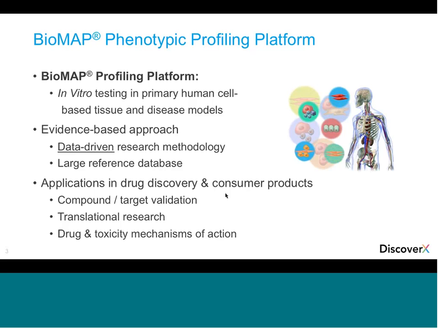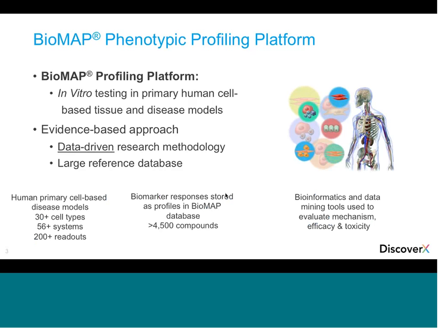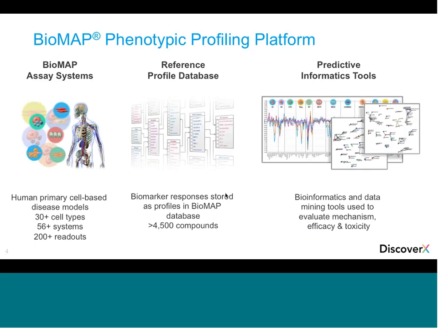The platform consists of three pillars. There are the assay systems themselves that were developed using exclusively primary human cells in single and co-cultures. We've developed over now 50 model systems. I'm going to tell you today primarily about our flagship panel of 12 assays, the Diversity Plus panel, where we've developed the largest reference database of profiles in that panel, and our predictive informatics tools that we've built to provide you with mechanism and knowledge about agents that we profile.